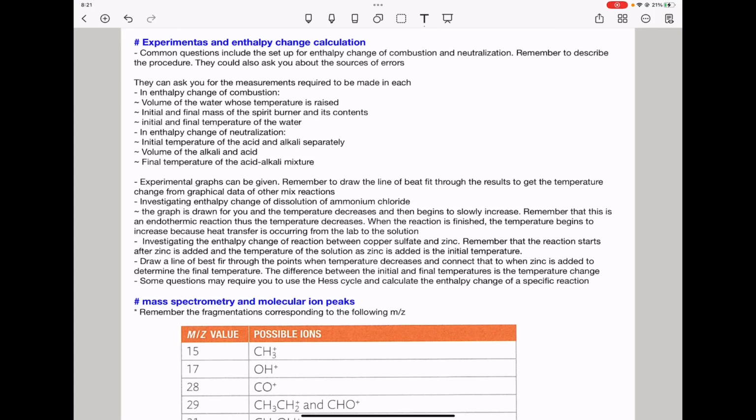And some questions may require you to use that temperature change to calculate the Q. So remember, Q is equal to mcΔT, and then ΔH is equal to negative Q over n if it's exothermic or Q over n if it's endothermic. Some questions may require you to use the Hess cycle and calculate enthalpy change of specific reactions, so please focus on that.